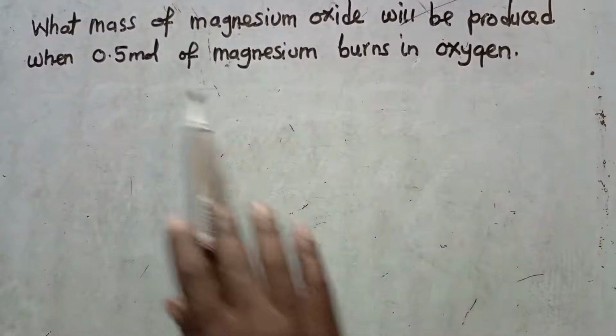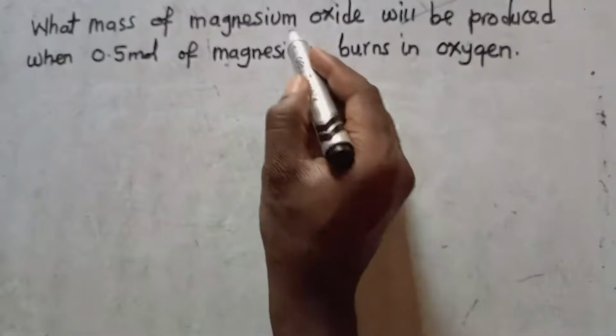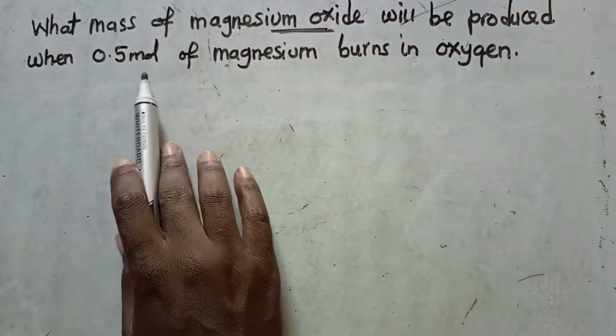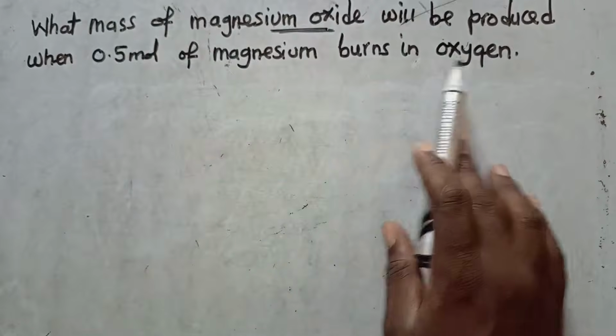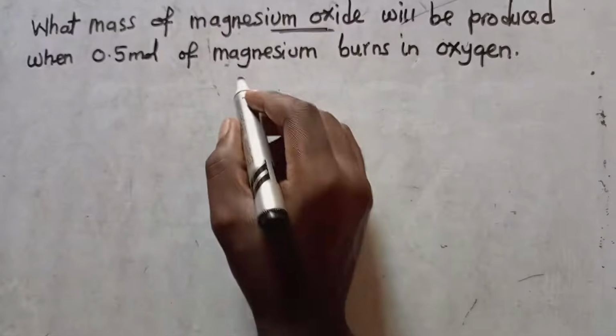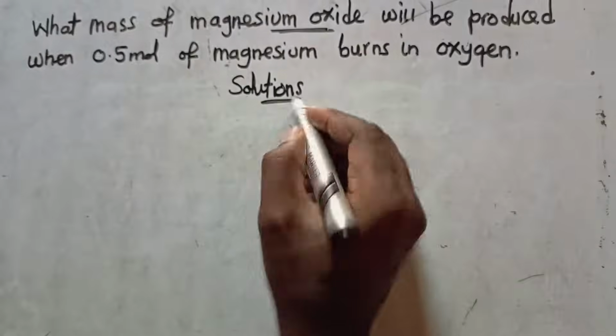So if you look at this question: what mass of magnesium oxide will be produced when 0.5 moles of magnesium burns in oxygen? When you try to analyze it, you discover that they are talking about a product, something that is being produced. For a product to be formed, it means that we need to have reactants. So for you to answer this particular question, you need to form an equation, which is a chemical equation.